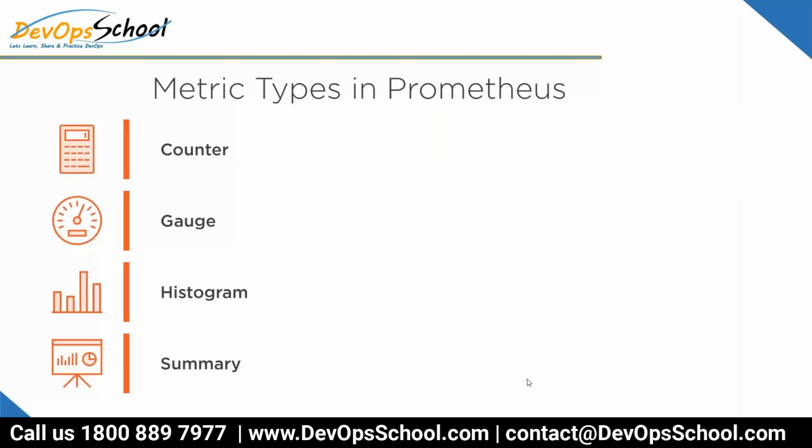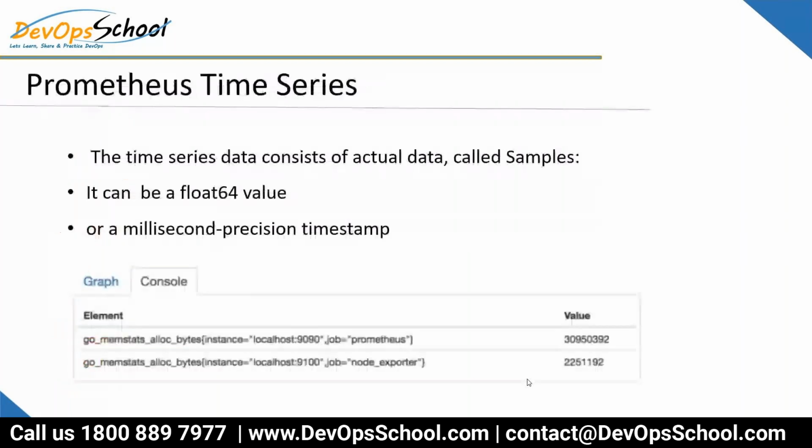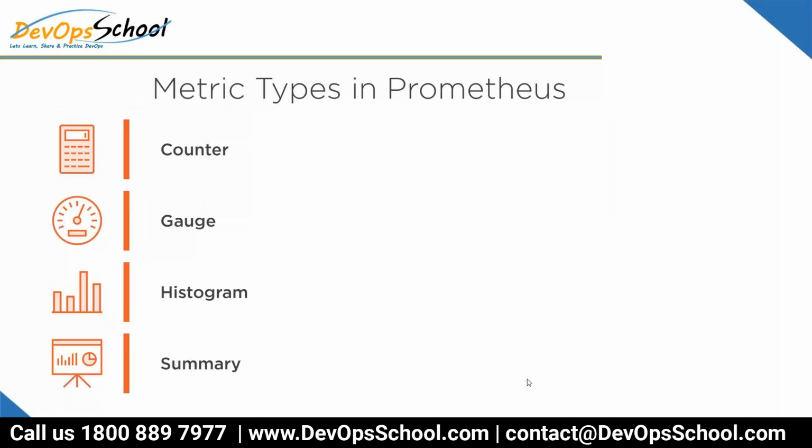Now in Prometheus you will find four types of data. Four types of data. You see here, the value on the right side, 309 and 225, something like that. So like that, you will find four types of value you can store. What is this? Counter. Counter means it will always increase, for example the number of traffic. It will never go down, it will always increase. Gauge can go up and down both. That means CPU, it can go up, it can go down.